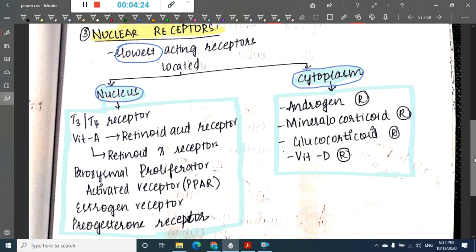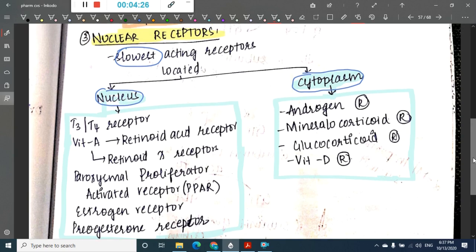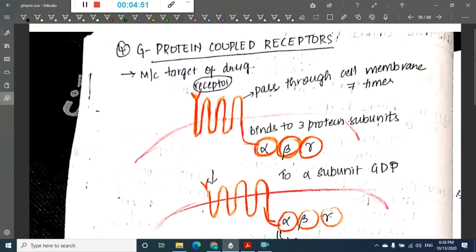So nuclear receptors are mainly in the nucleus, but they are in the cytoplasm also. Remember, the receptors which are present in the cytoplasm are also called nuclear receptors. The statement that all nuclear receptors are present in the nucleus is not true, because there are some cytoplasmic receptors which are classified as nuclear receptors.